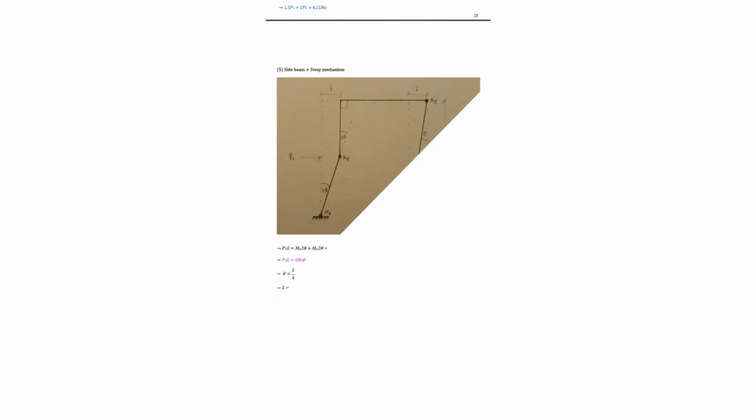4, top beam and sway mechanism. The combined mechanism considers both the top beam and sway mechanism. The equation involves the sum of moments and loads for both mechanisms. The collapse load equation combines the loads and moments from both mechanisms to determine the total load.